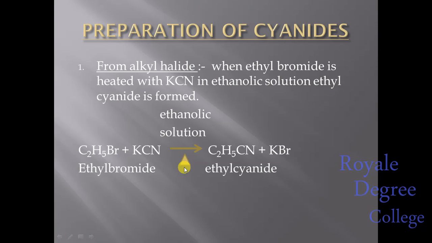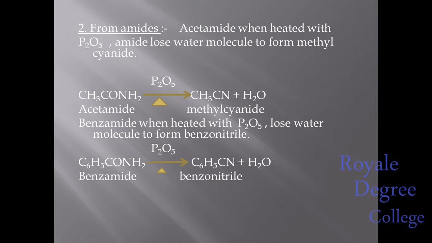Then what will happen here? This Br from ethyl bromide is coming out, reacting with potassium cyanide, and we are getting the side product as potassium bromide. And as the Br is coming out from this side, in place of Br, from potassium cyanide, CN is going to attach there. It is substituted there. So we are getting here C2H5CN. C2H5 is ethyl, CN is cyanide. So ethyl cyanide.